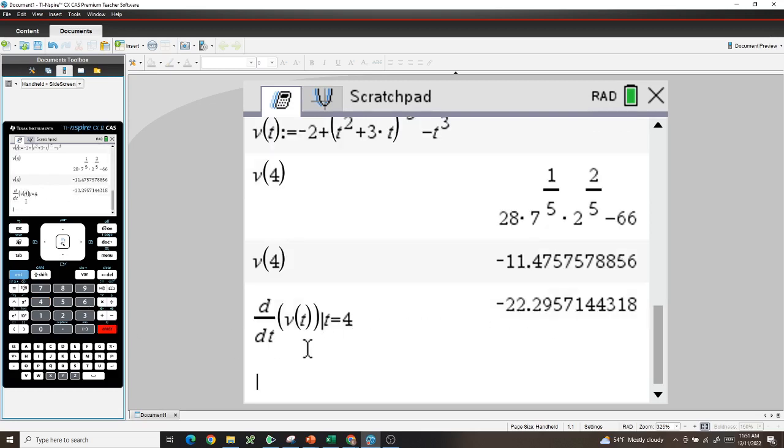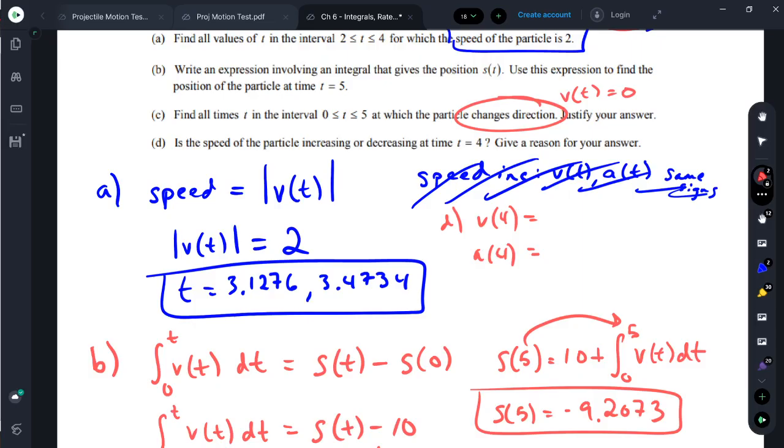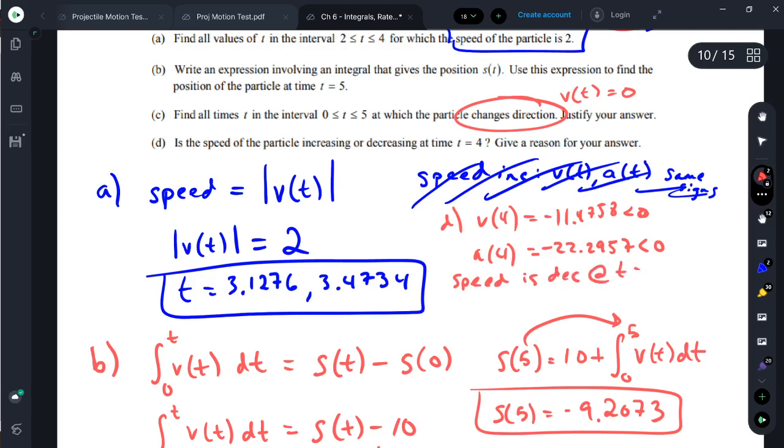Now you can't just go in on your FRQ and say the speed is increasing because they're both negative. You need to write these out. You did them on the calculator, they can't see your calculator, so you need to write them out. So this is less than 0. And then negative 22.2957, that's also less than 0. So we'd say the speed is decreasing at time equals 4 because V of 4 is less than 0 and A of 4 is less than 0, meaning they have the same signs.